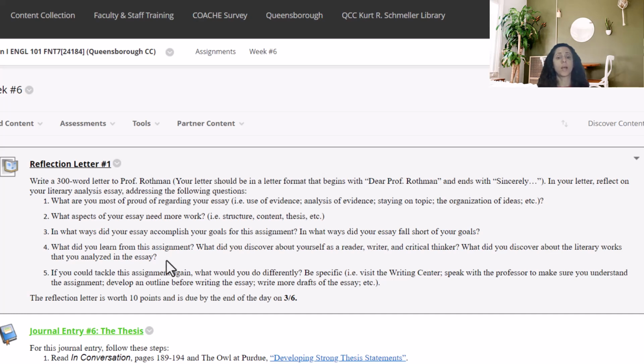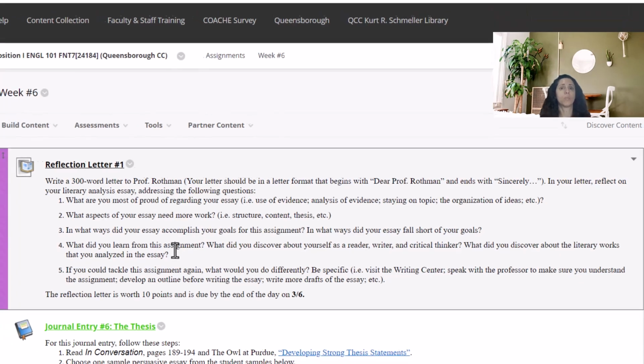In what ways did your essay accomplish your goals for this assignment? In what ways did your essay fall short of your goals? What did you learn from this assignment? What did you discover about yourself as a reader, writer, and critical thinker? If you could tackle this assignment again, what would you do differently? Be specific. Would you visit the writing center, speak with the professor to make sure you understand the assignment, develop an outline before writing the essay, write more drafts of the essay, etc.? So this reflection letter is worth 10 points and is due by the end of the day on March 6th.